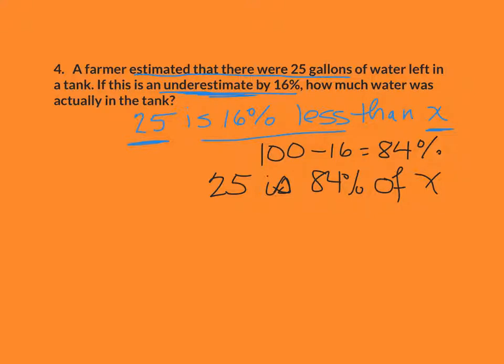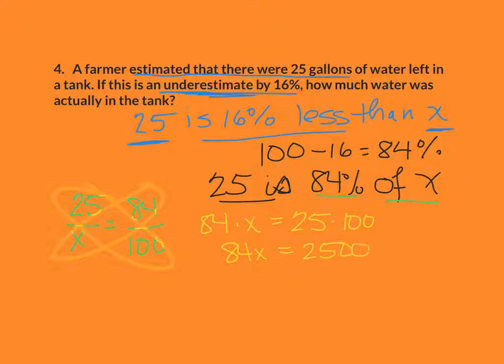So that tells us that 25, that goes on top. 25, the of, we don't know, X on the bottom. The percent is 84, always out of 100. So if I cross multiply, I am therefore going to have 84 times X equals 25 times 100. 84 times X is 84X. 25 times 100 is 2,500.